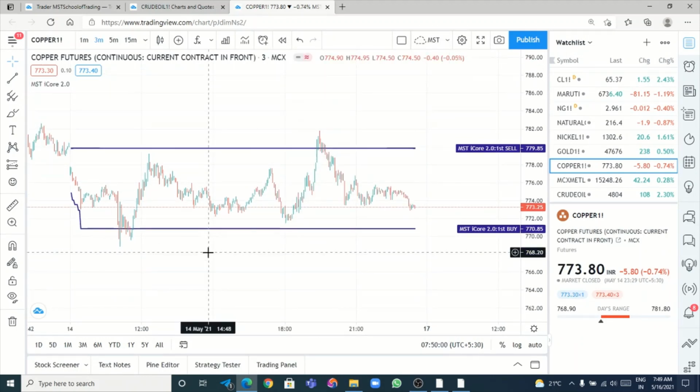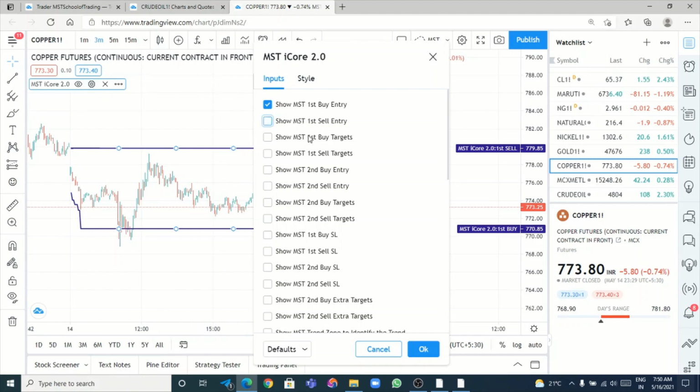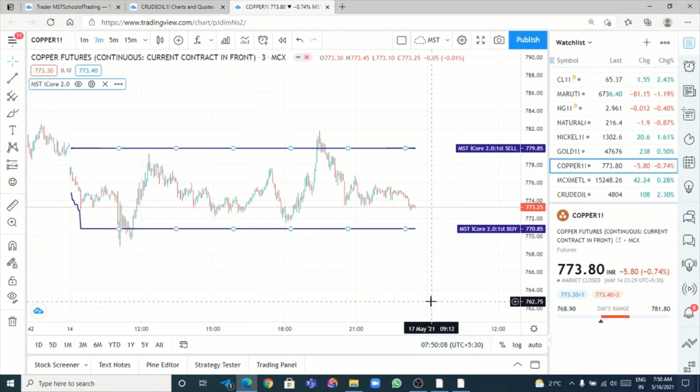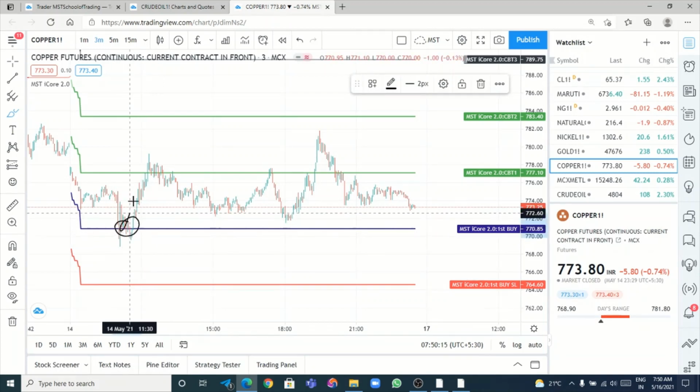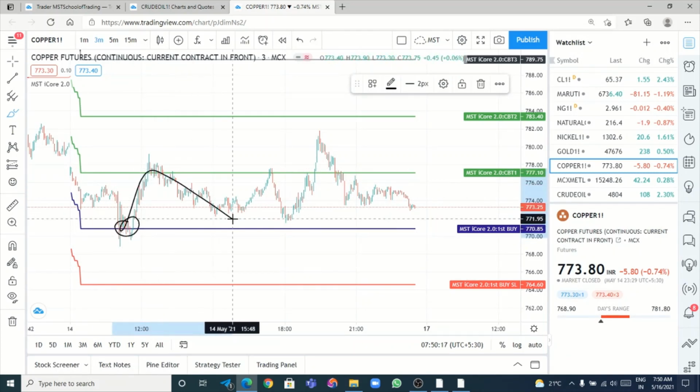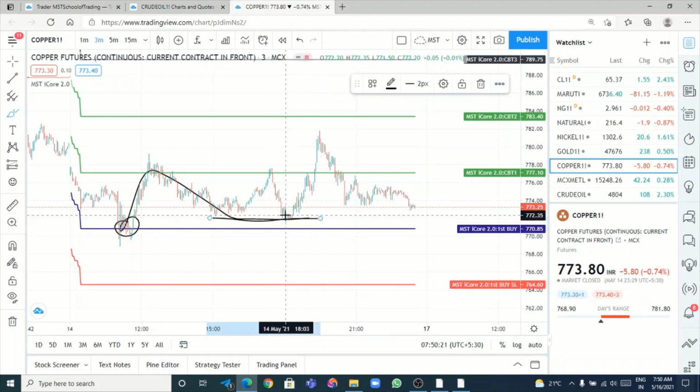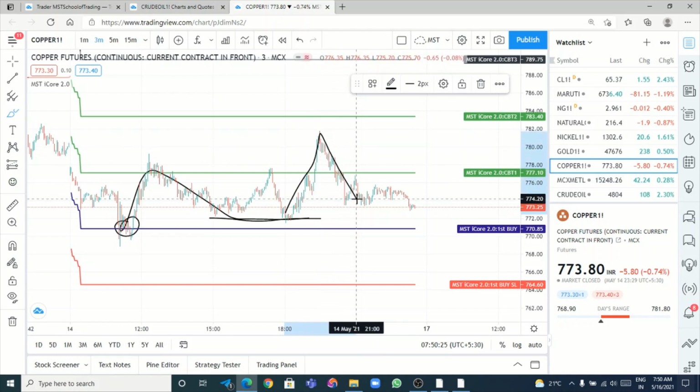So now I am enabling copper. See here, buy activated, sell not activated. So now I have to disable the sell, and enable the first buy targets and first buy SL. Now what happened? First buy activated, first target, it has come down, but our entry point, the revised stop loss, was not hit. Again first target hit, then it almost reached the second target, then it has fallen.